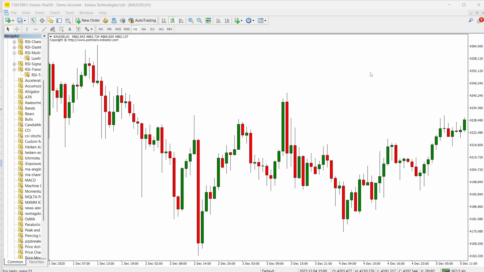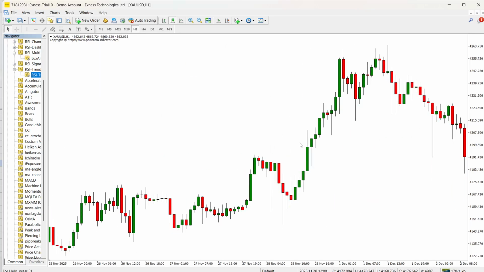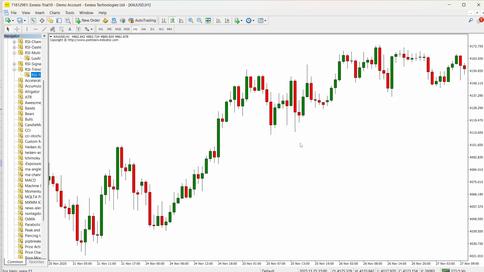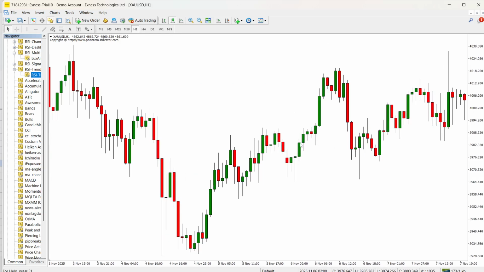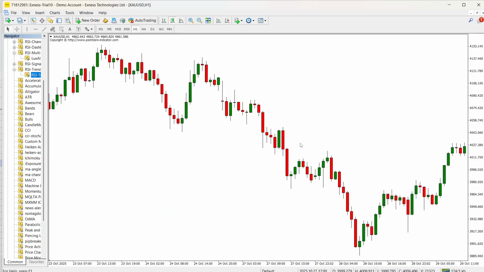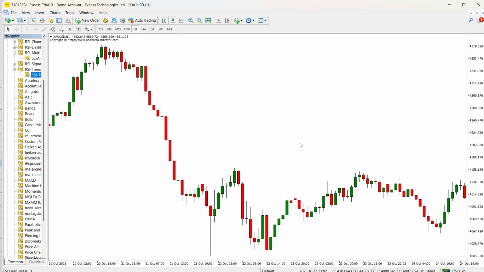Hello traders, in this video we are looking at the RSI trend catcher signal indicator for MT4 and MT5. This tool transforms the traditional RSI into a trend following and signal generating system, helping you focus on sustained momentum rather than only overbought and oversold extremes.